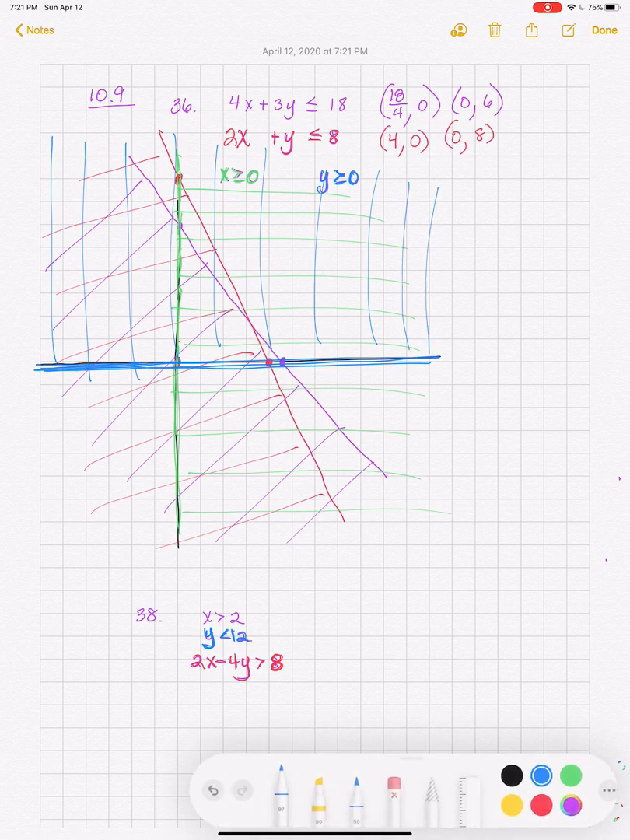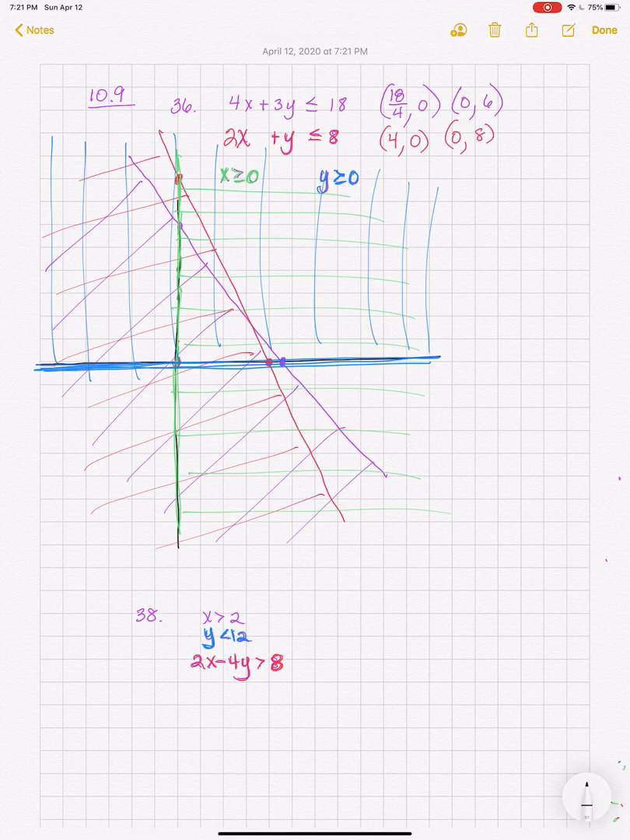Alright, now I'm going to take my black and show you where all 4 of these intersect. Notice that they all 4 intersect right here. Okay, so that's where all 4 of these inequalities intersect.